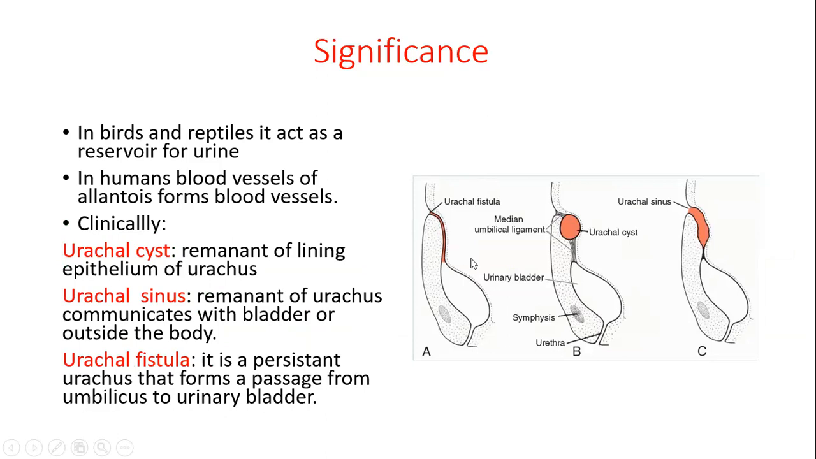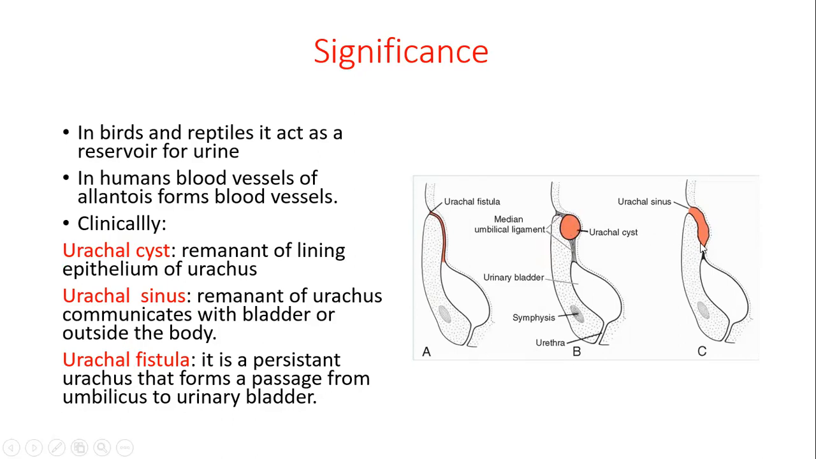Clinically, we have three conditions: urachal cyst, urachal sinus, and urachal fistula. If only the lining remnant is present and it is closed on both sides, and it might be filled with blood or some fluid sometimes, the condition is known as urachal cyst.